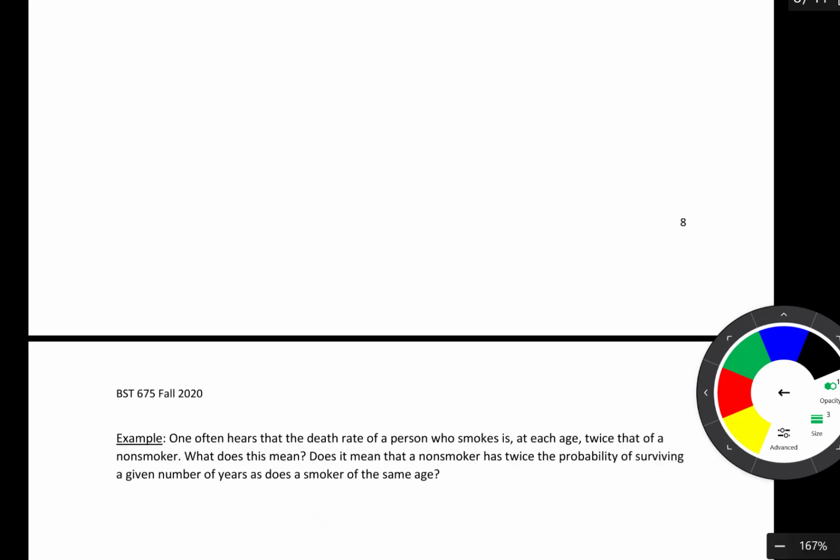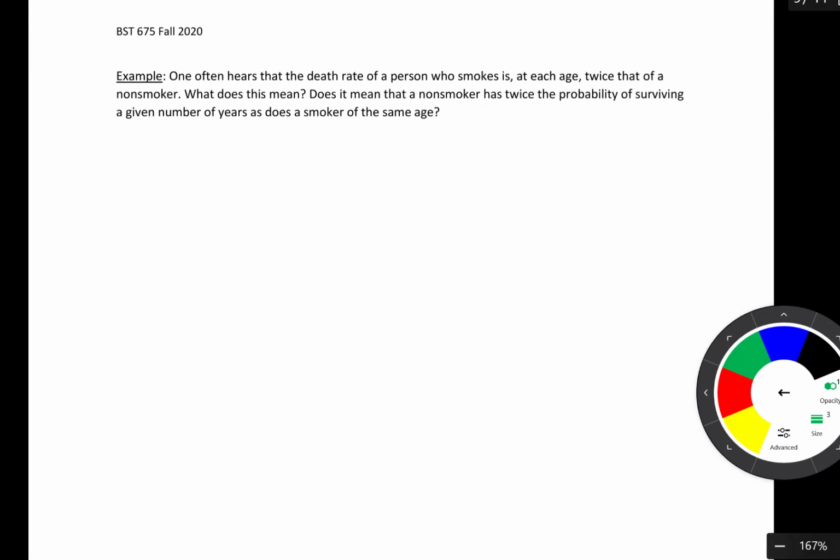So let's see this in action in an example. One often hears that the death rate of a person who smokes is at each age twice that of a non-smoker. So what does this actually mean? Does it mean that a non-smoker has twice the probability of surviving a given number of years as a smoker of the same age? And so let's actually use what we just saw on the previous page to talk about what this means.